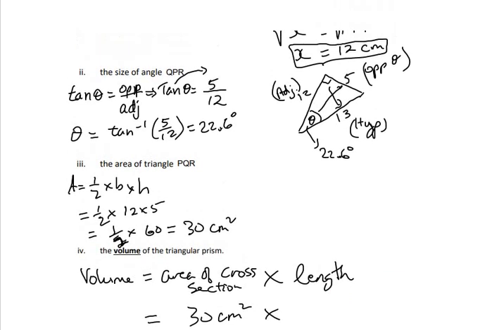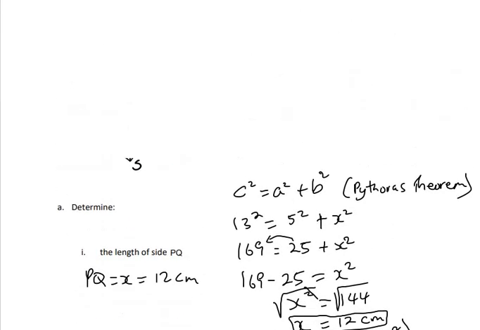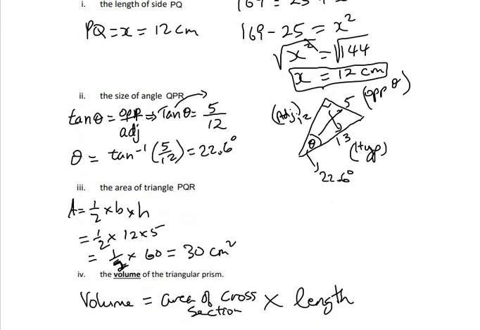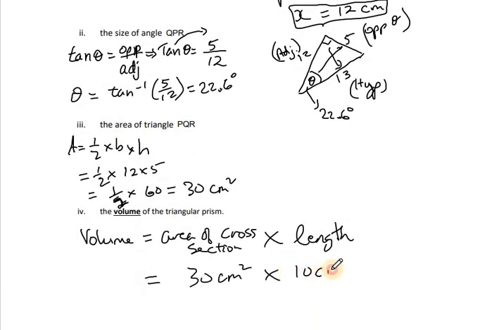And we're going to multiply by the distance between the two cross sections that are identical. What's the distance between this triangle and this triangle that are identical? It's 10 centimeters. In fact, we're given the length of the prism to be 10 centimeters. So we multiply that by 10 centimeters. And our volume, which is area times length, is 300 centimeters cubed, because centimeters squared times centimeters becomes centimeters cubed. This is our volume.